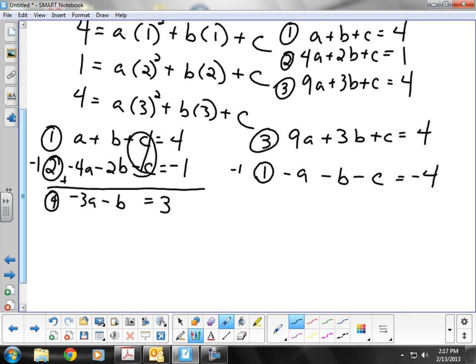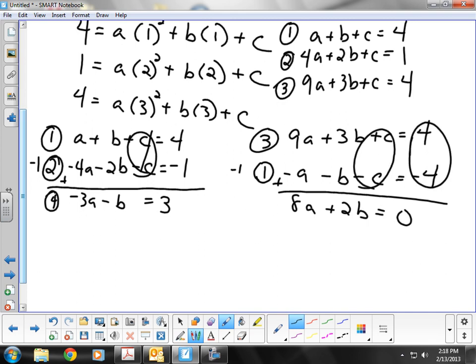Right? Everybody see it? Okay. So when we add this together, we get 8a plus 2b equals 0. But remember, that's legitimate. We can have it equal 0. It's just if the letters all disappear, that's when we start saying we have either infinitely many solutions or no solutions. Okay?